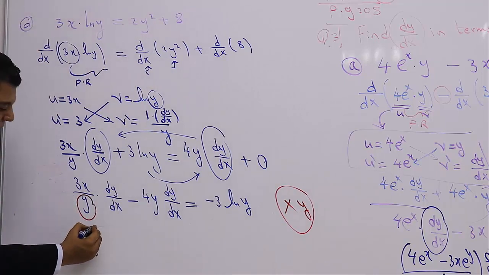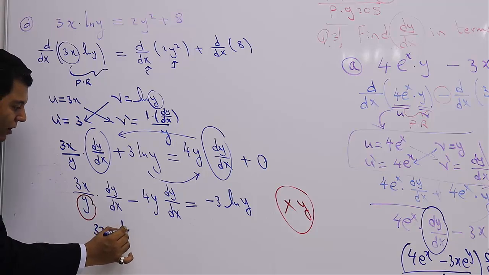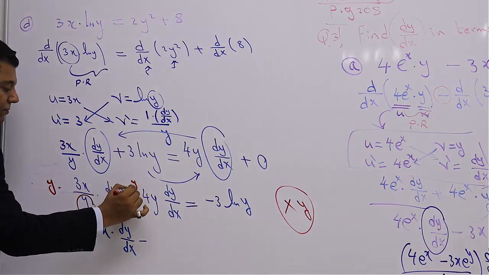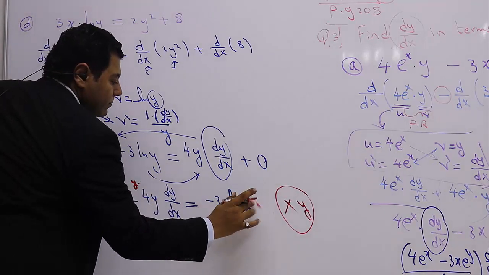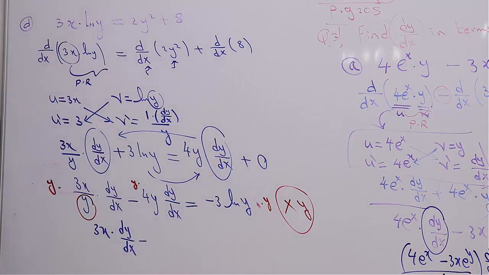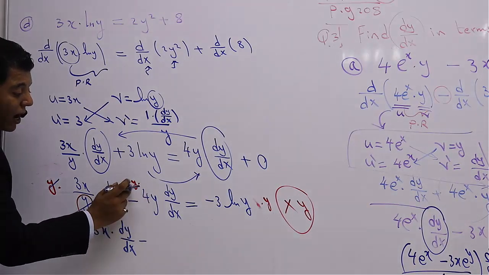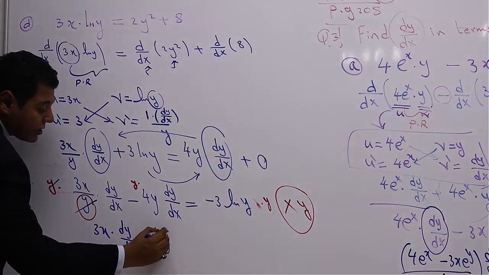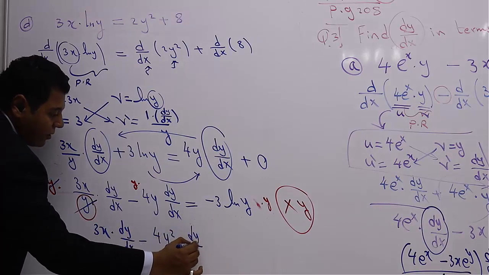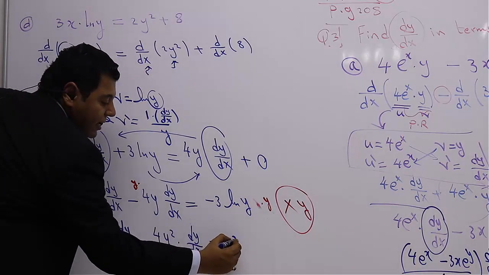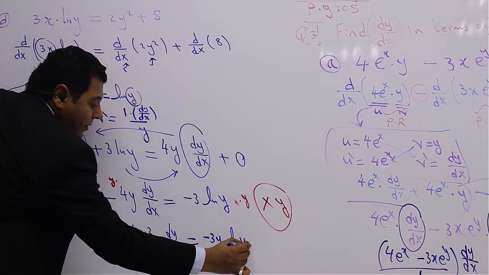So you will get 3x times dy over dx minus, we just need to multiply all terms by y. So y divided by y is cancelled. I have here 3x times dy over dx minus 4y times y, it will be 4y squared, all of this times dy over dx. It's equal to minus 3 times y, it's minus 3y times ln y.